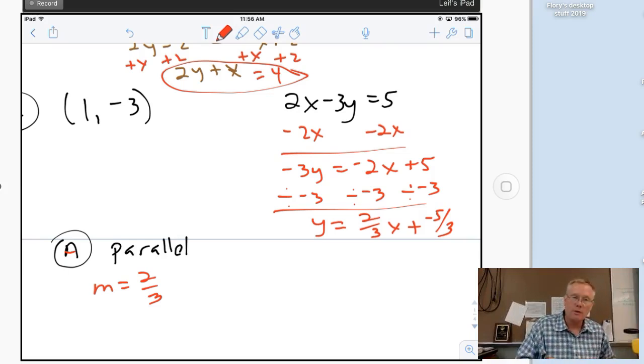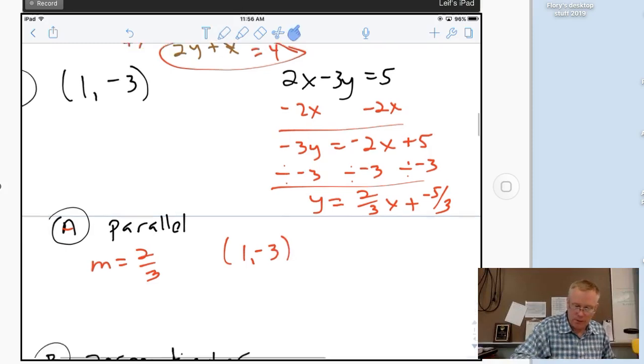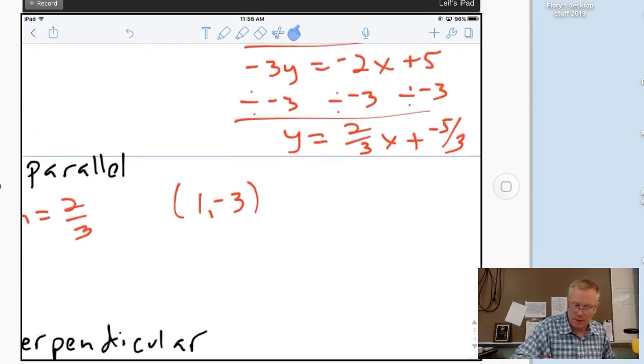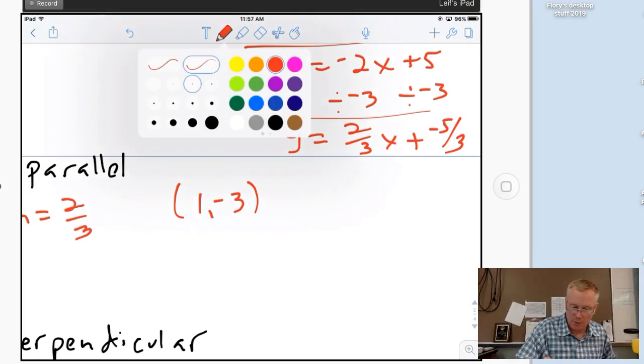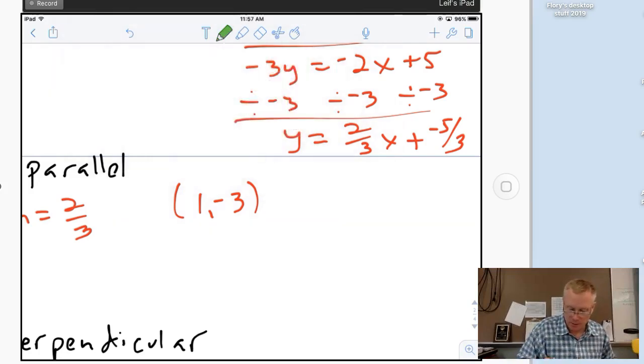And if it's parallel, the slope will also be 2/3, okay? And I need to go through this point, 1, -3. So I can plug this in once again into that same formula. Y minus y1 equals m times x minus x1. Y minus -3 is the same as y plus 3 equals 2/3 times x minus 1.